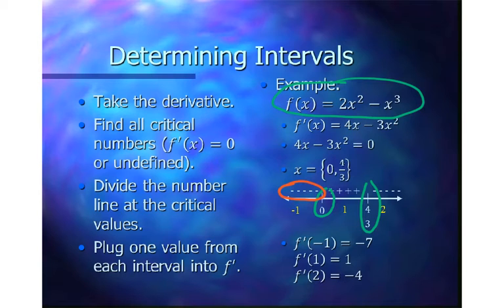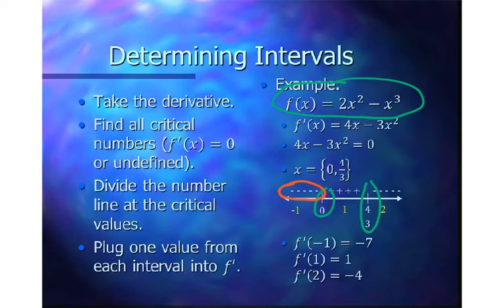Then I choose a number in between 0 and 4/3. And so we know that 1 is in between there. I could have picked anything I wanted to, square root of 2 divided by 2 if I just felt crazy. But 1 sounds like a nice easy number. I take 1, I plug it into the derivative. 4 times 1 is 4, minus 3 times 1 squared is 4 minus 3, which gives me 1.